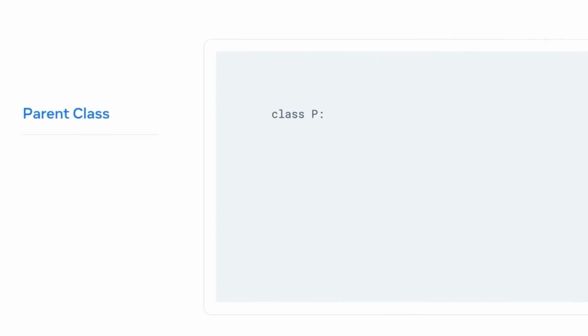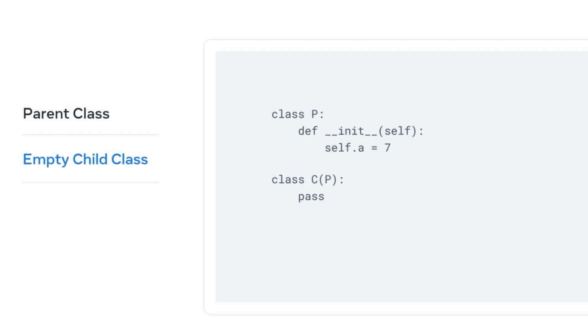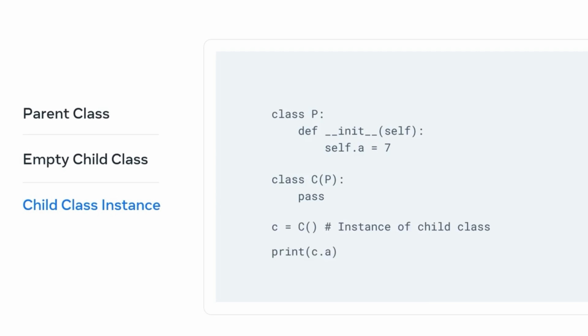Here you have a parent class P, which holds the variable a with a value of 7. Then there is the empty child class C, in which class P is passed as an argument. And finally, a lowercase c represents an instance of child class capital C. If you write a print statement for c.a and run the code, the output is 7. So even though C itself is empty, it still holds the attribute inherited from P.